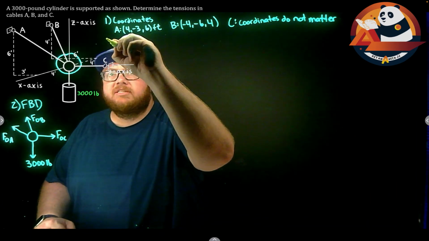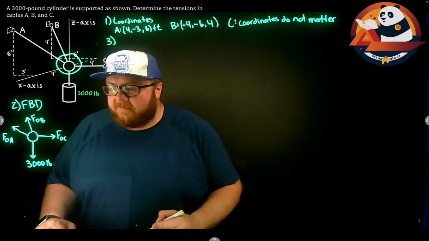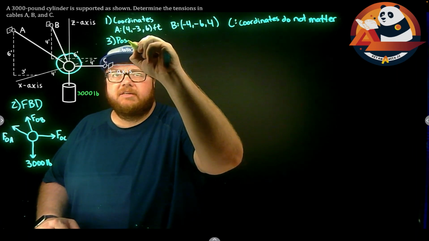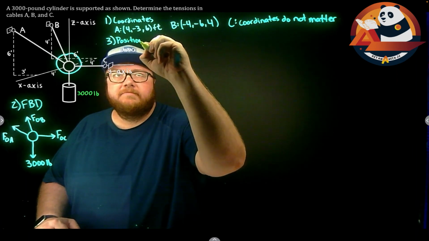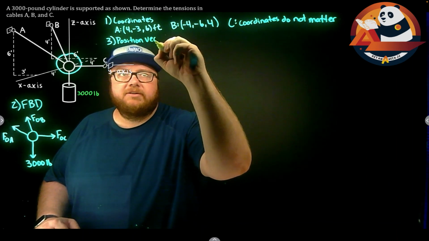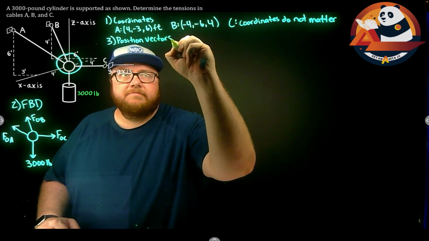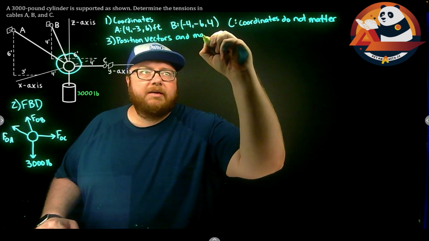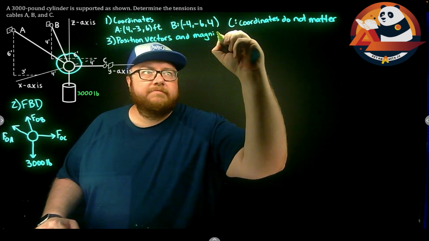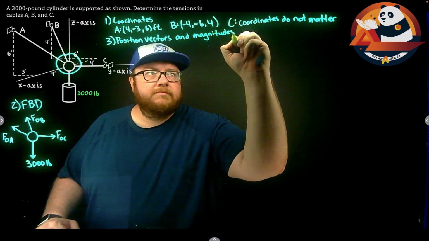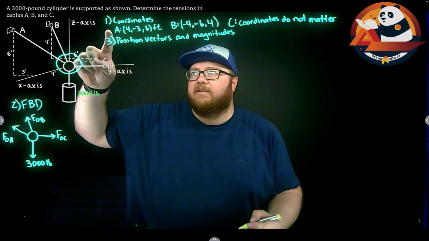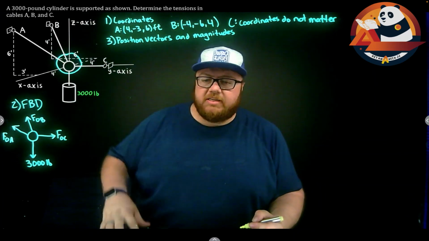So my third step is to come in and get my position vectors and their magnitudes. We know to get a position vector, we want to do the coordinates of the tip minus the coordinates of the tail.